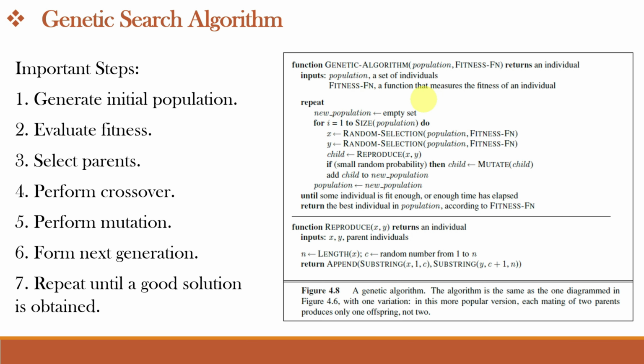This figure shows the genetic search algorithm. First, an initial population is generated. Next, the fitness of every individual is calculated. Next, parents are selected based on their fitness values. These parents undergo crossover to produce offspring, and the offspring form a new population. And this process continues until a sufficiently good solution is found.